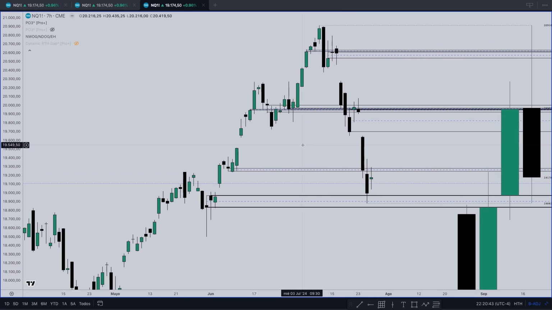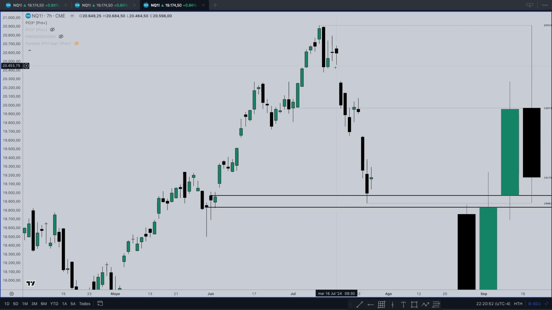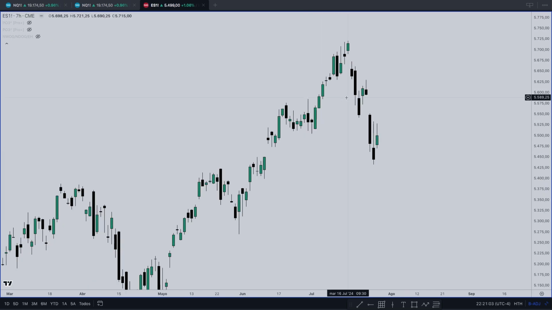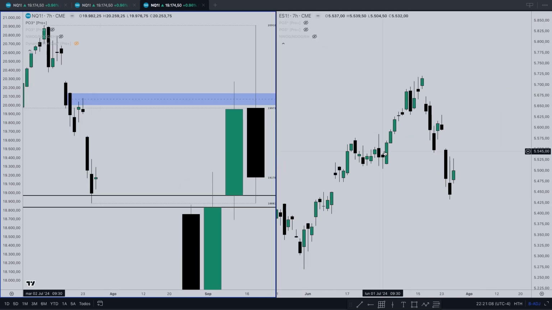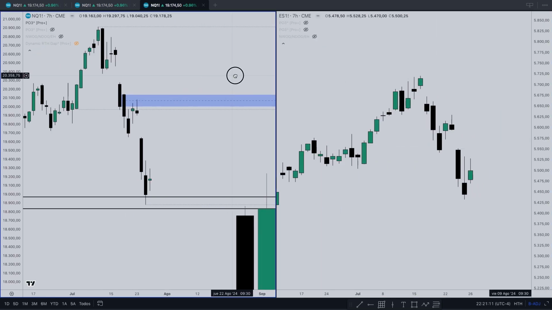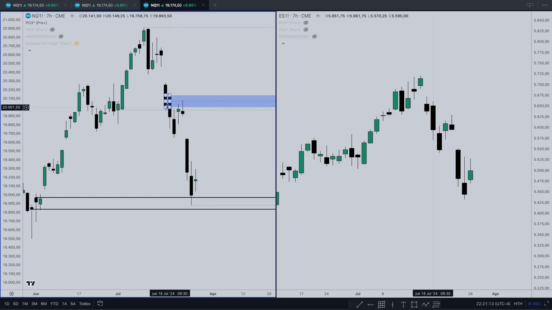Well, let's move on. Remember that I told you that I was not expecting it to come back above this, because this is a balanced price range right here. Okay, and look, for example, now on ES, look at the difference between these two candles, how it's actually different. On Nasdaq we balanced this range here, and on ES we didn't.